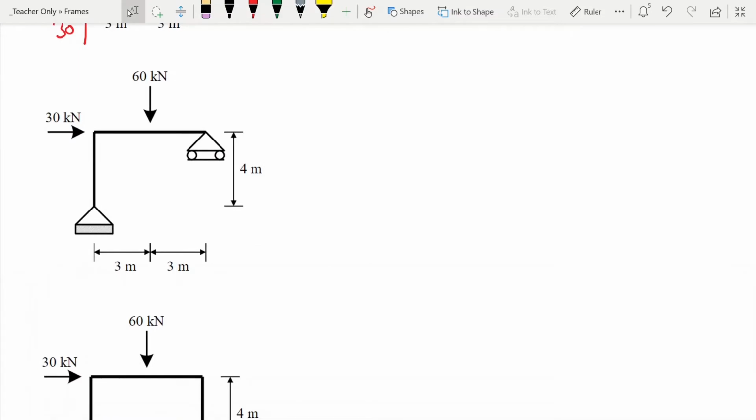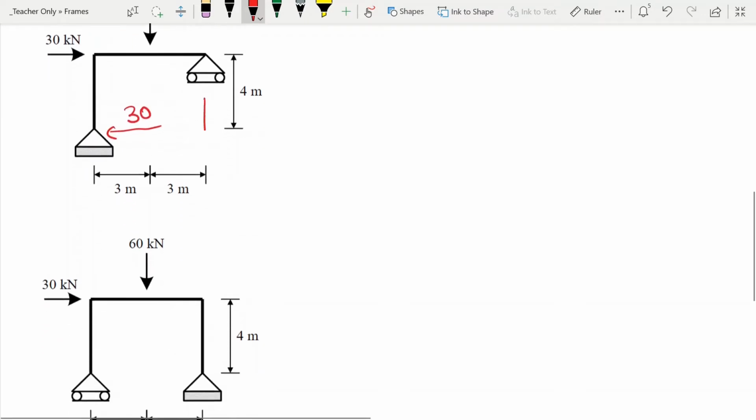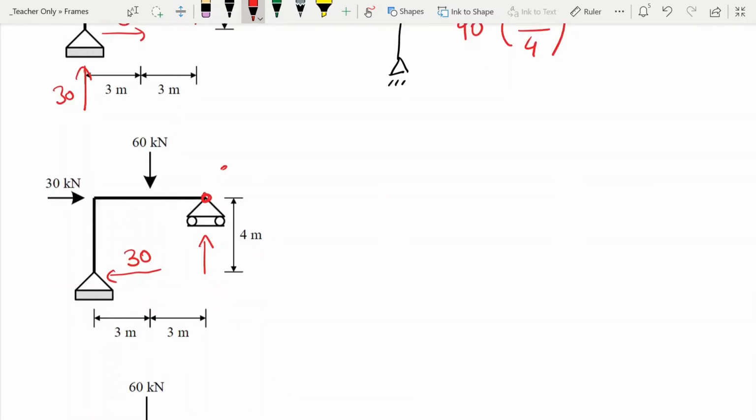Now it's the same case as before, but now we have a load of 30 also pushing the structure to the right. Now the reactions: the horizontal will be 30 here. And if we want to do the reactions, let's say here at point C, we can do the sum of moments at A to figure this out. If this is point C and we're trying to find that reaction, we have 60 times 3, which is 180, plus 30 times 4, that's 120, so that's 300. And if we do 300 divided by 6, we can get this reaction here, and 300 divided by 6 is 50.